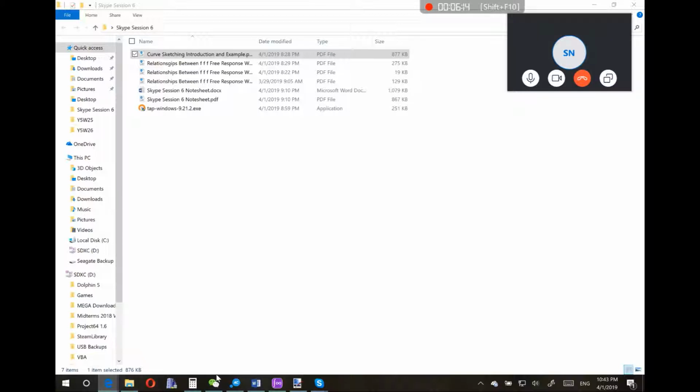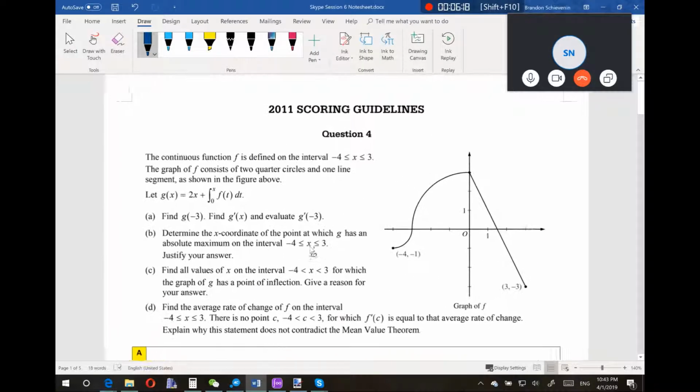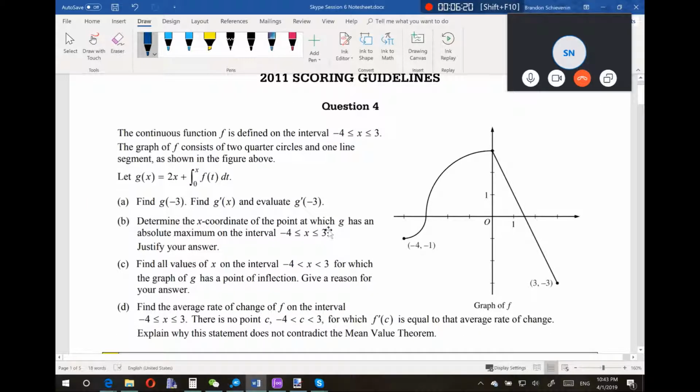Alright, so let's take a look at a couple examples. So this is 2011 question 4. We have our continuous function f drawn here. If the video is not clear, you can download the one from WeChat, and that should work as a PDF. So we're defined from -4 to +3, and we're told that we have 2 quarter circles and a couple triangles, so one line here.